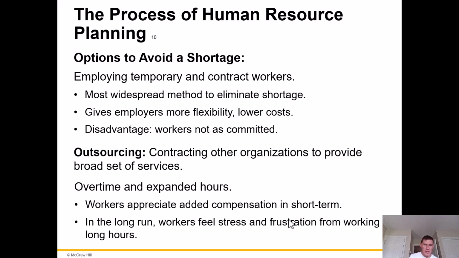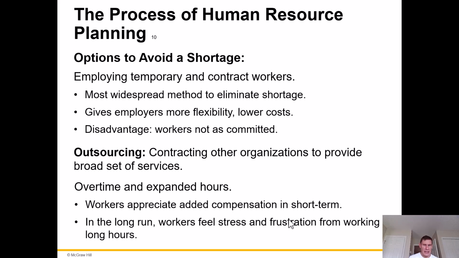The disadvantage, of course, is the workers are not as committed. Why would they be? Because they're not employed typically directly for the organization, and they just view it as a temporary thing. Obviously, allegiance works both ways, so you can't blame the employees for that. And then outsourcing is contracting other organizations to provide a broad set of services.